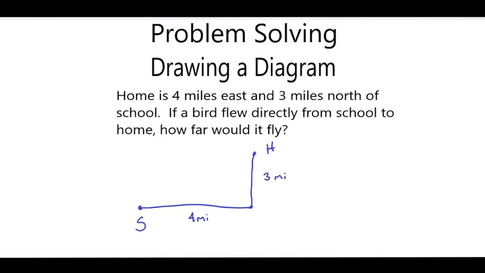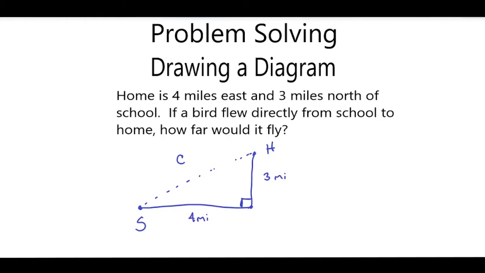All right. Now, if a bird flew directly from school to home, how far would that be? All right. This is what I need to find. And this is going to be a right triangle. So I need to find this side here, and we're going to call that C.